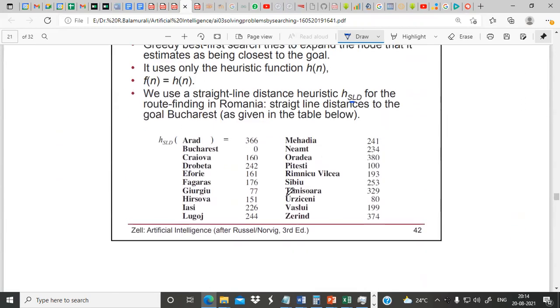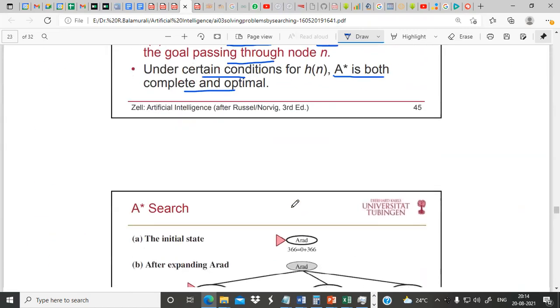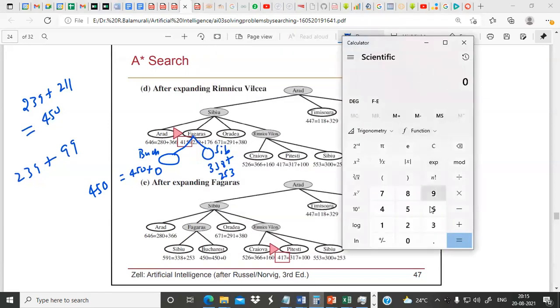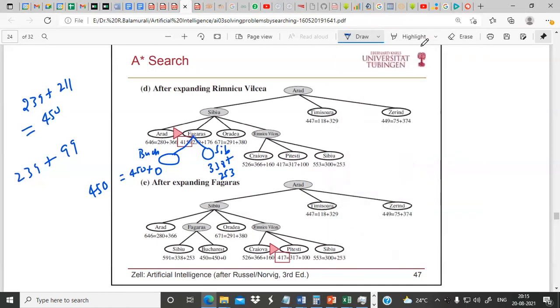So what's the cost of reaching from Sibiu to Bucharest? It is 253. Sibiu to Bucharest is 253. So it is 338 plus 253, right? Okay. So it is 338 plus 253. Now you can add this. 450 plus 0 is 450. 338 plus 253 is what? 338 plus 253 is 591. Okay. So it is 591.